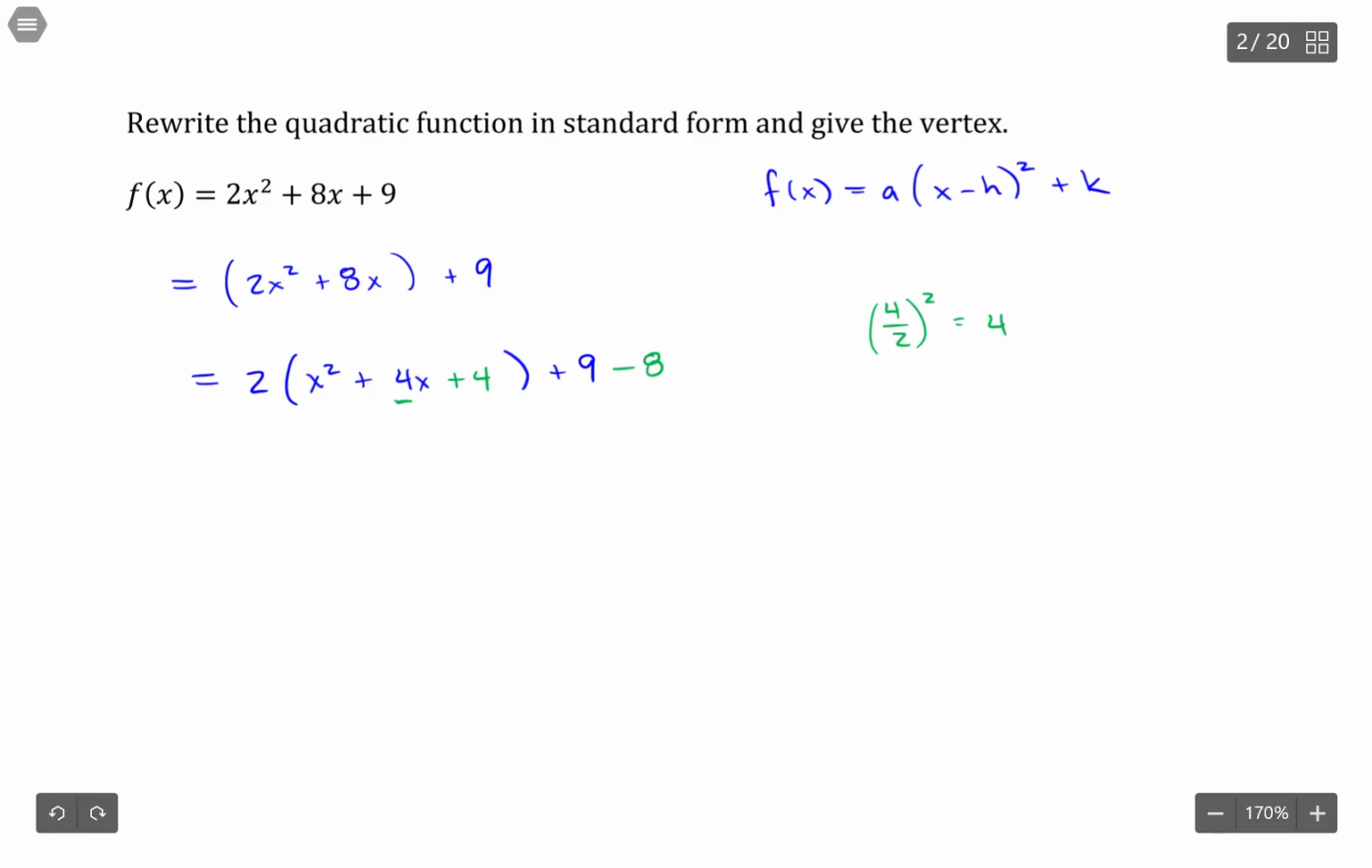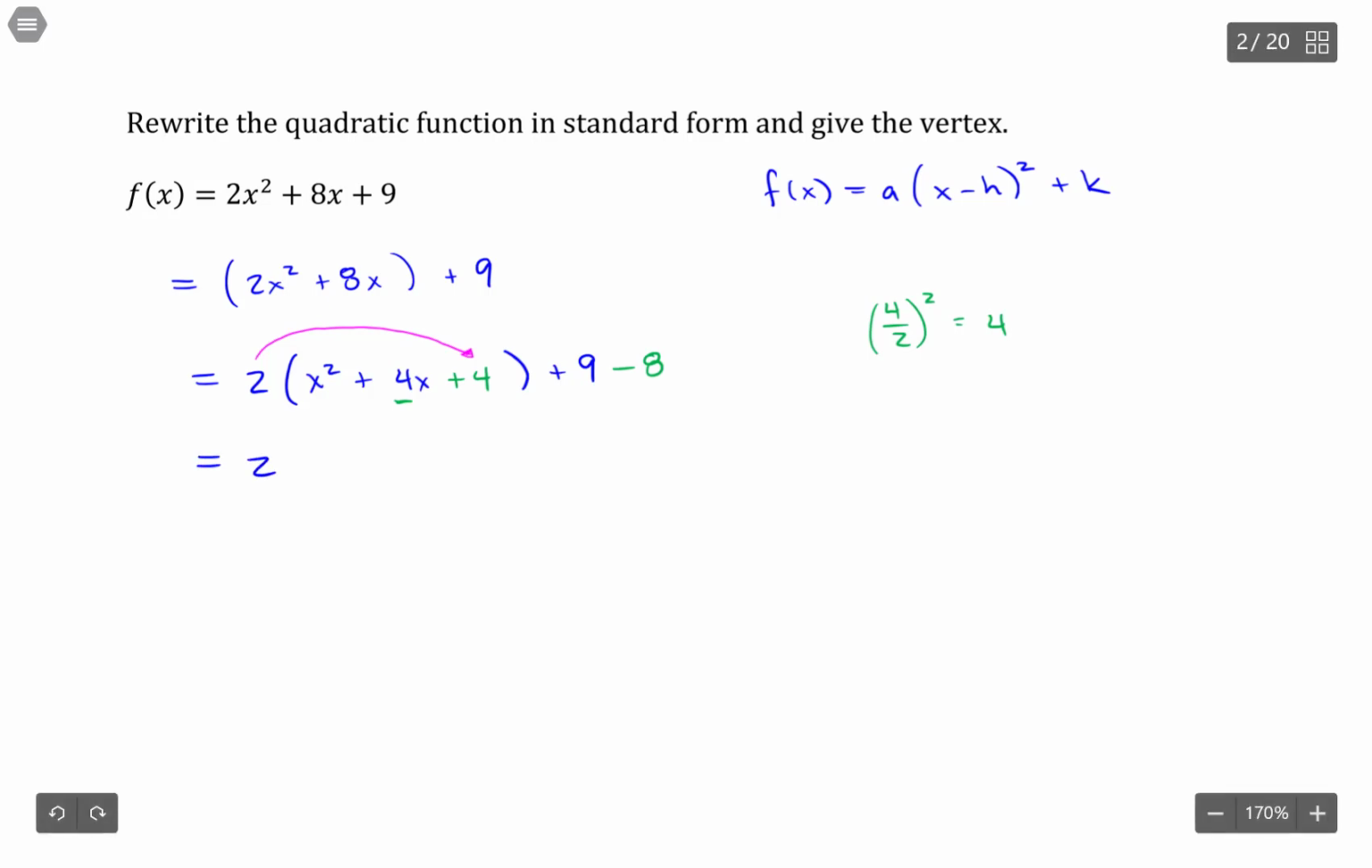And the reason is, when I'm adding 4 inside these parentheses, I'm not just adding 4 to this side of the equation. I'm actually adding 8 because 2 multiplies everything inside that set of parentheses. And that's the trickiest part of this whole process.